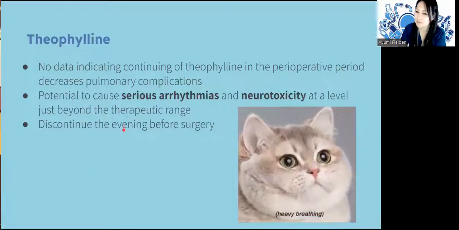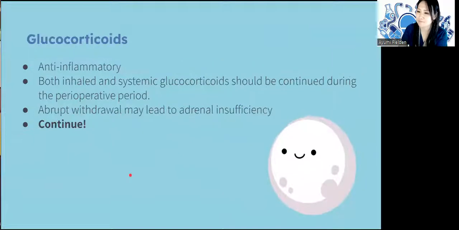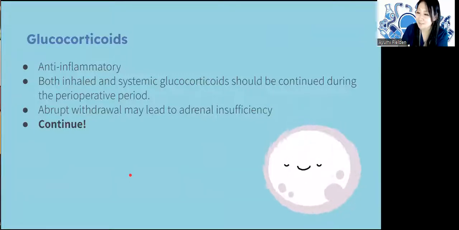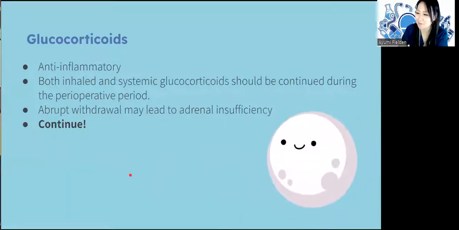Theophylline, what about those? There's no data indicating that continuing theophylline in the perioperative period decreases pulmonary complications, but it has the potential to cause serious arrhythmias and neurotoxicity at a level just beyond the therapeutic range. So we ask them to discontinue it the evening before surgery. That's one of them that we ask them to stop before. What about corticosteroids? We don't want to stop the medication abruptly, right, for any reason. So they need to keep taking them.